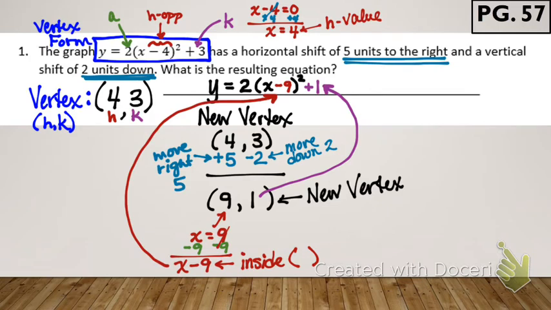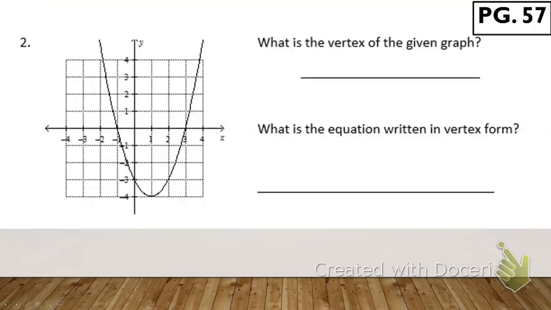We'll practice with some more like this, but not right this second. I want to look at the graph down there that's number 2. Looking at this graph, what is the vertex of this graph? 1, negative 4, because we do our x part first, the left, right, and then we do the up, down part. So 1, negative 4. The equation written in vertex form.